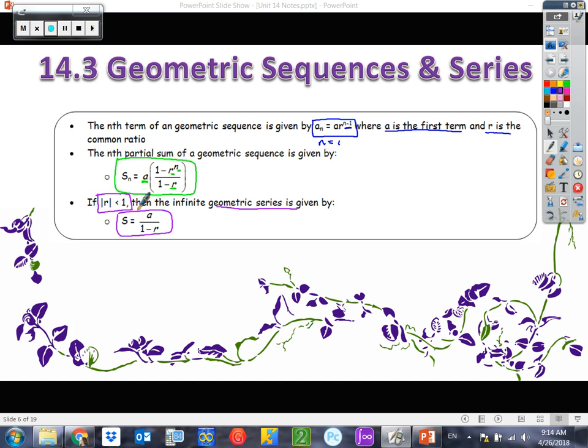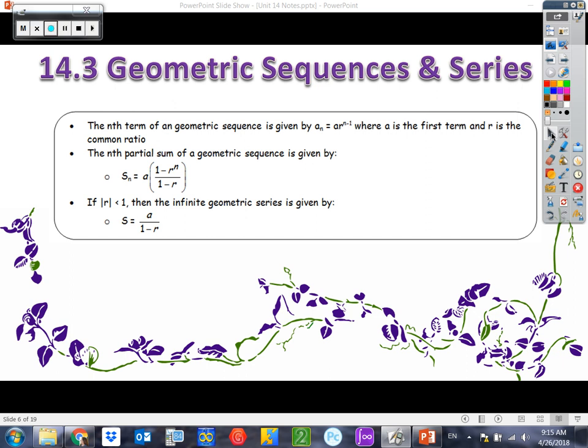Okay, so in this particular formula, a, of course, is my first term over 1 minus r. And that's what we'll use if we have an infinite geometric series that we want to find the sum of whose absolute value of r is less than 1. Okay? We okay? All right, let's move. We have several examples on the next page.